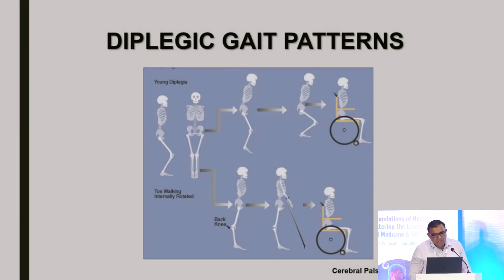This is one more diplegic gait pattern suggested by Freeman Miller, which says that usually a child with spastic diplegia starts walking on the tiptoes with knees in flexion and the hips are internally rotated. If neglected, it goes to crouch gait, and again if not managed appropriately, the child lands up on a wheelchair.